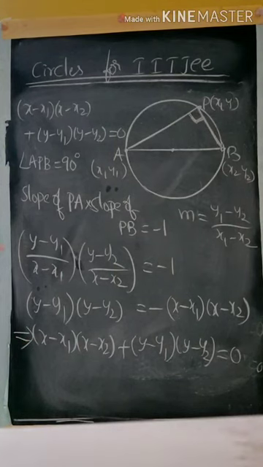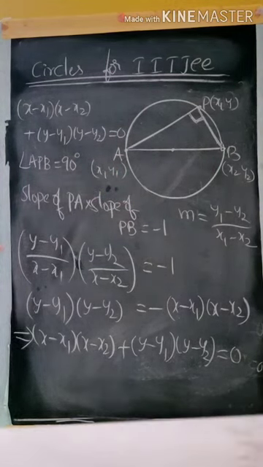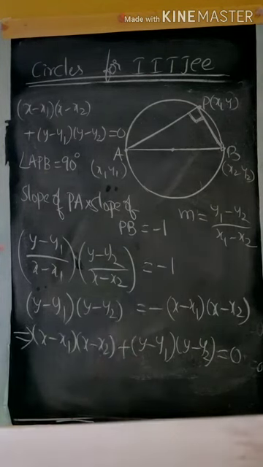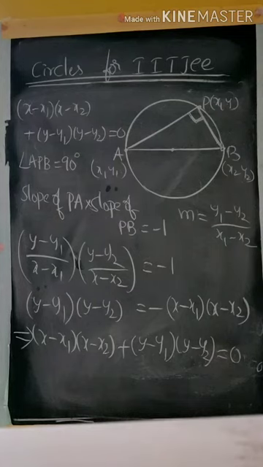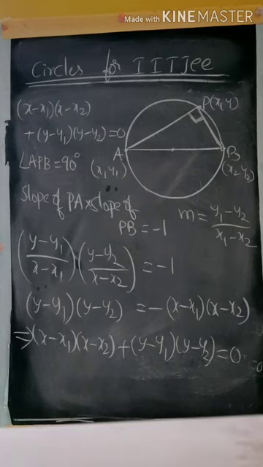So this represents the equation of the circle when the endpoints of the diameter are given, x1 y1 and x2 y2. If you know two points as extremities of the diameter, then the equation of the circle is x minus x1 into x minus x2 plus y minus y1 into y minus y2 equal to 0. So this represents the equation of the circle with x1 y1 and x2 y2 as extremities of the diameter.